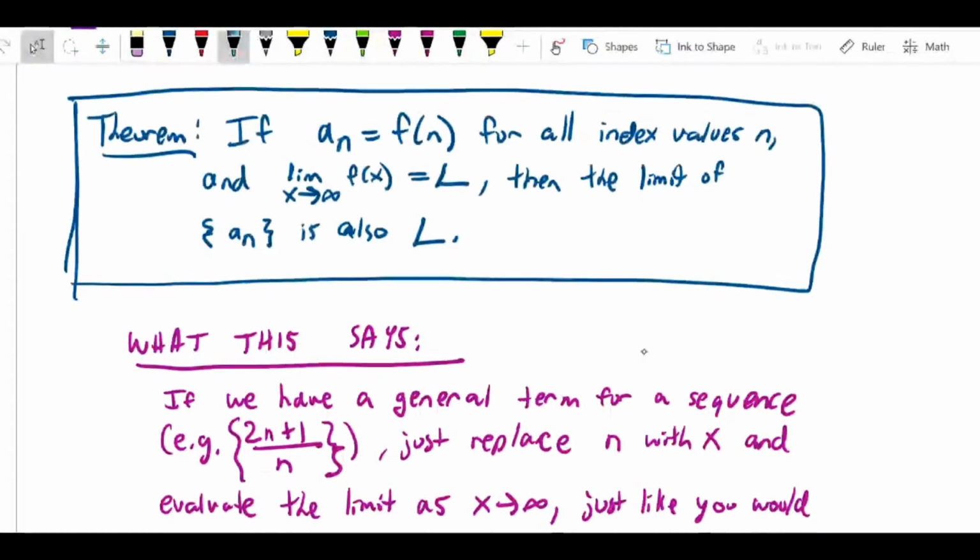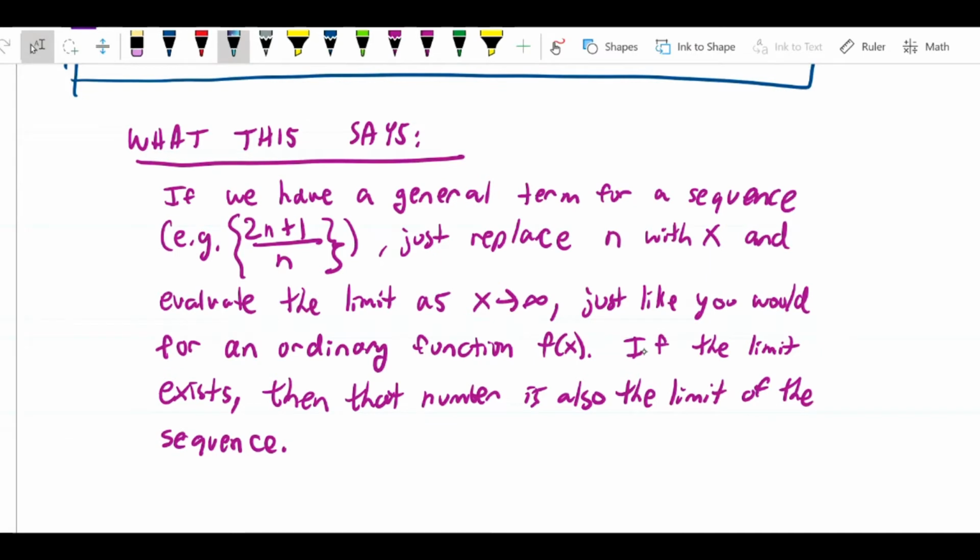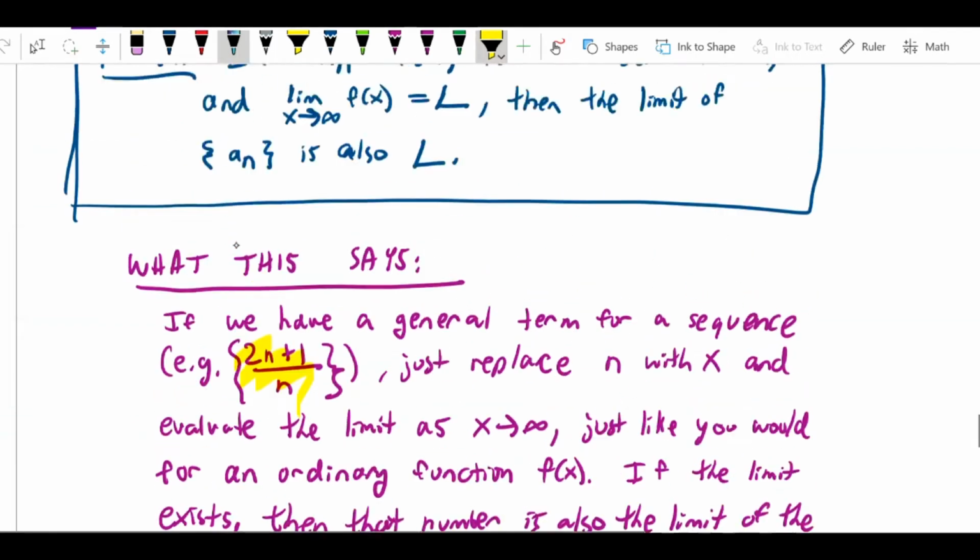So what does this say? Basically, if we have a general term for a sequence that looks something like (2n + 1)/n, we can evaluate it the same way we would evaluate a similar expression with x. Just replace n with x and evaluate the limit as x approaches infinity. In fact, we don't always replace it with x. I'm going to do one example where we do the formal replacement with x, but really you can treat this as though you're just evaluating the limit as n approaches infinity, the same as you would if this were written in x or t or any of the other variables we usually use for functions. If that limit exists, then that number, L above, is also the limit of the sequence.